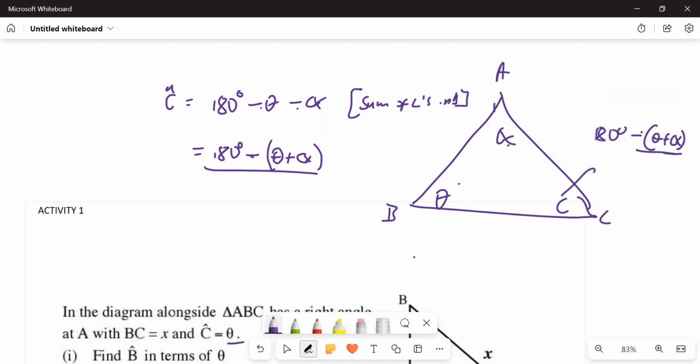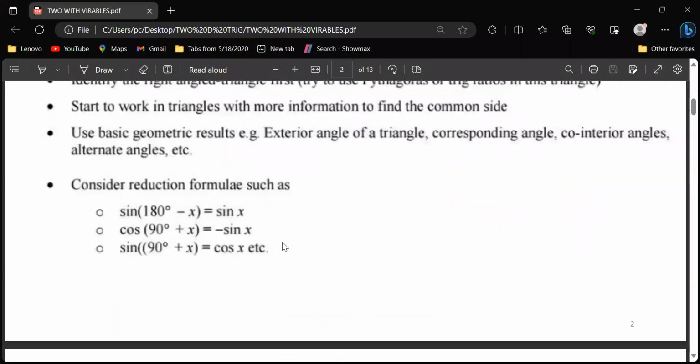Now, if it's confusing for you, here's what you can also do. You can let theta plus alpha be equal to x. What does this mean? It means everywhere I see theta plus alpha, I'm going to put x. Then this thing is going to be written as 180 degrees minus x. So that it's clear to you now, this thing here is part of the reducing family.